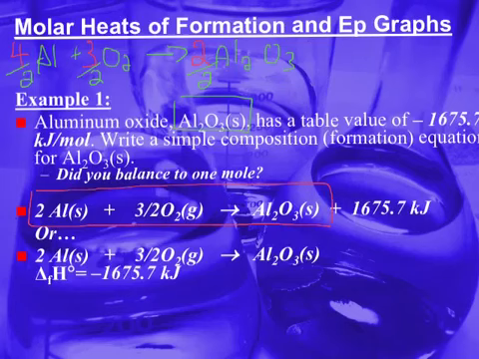If we are to write the energy term as part of the equation, we would put it into the products because the table value is negative. Negative implies an exothermic reaction, so we have to put the energy term into the products. We could also write it outside the equation as a simple delta enthalpy change, and this would have a negative value because it is an exothermic reaction.